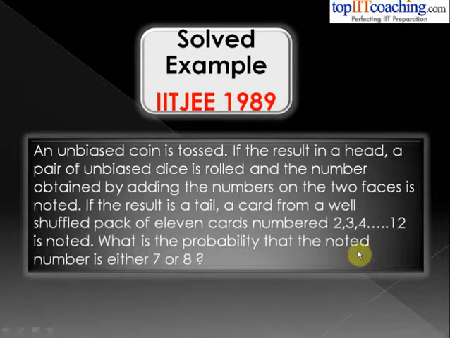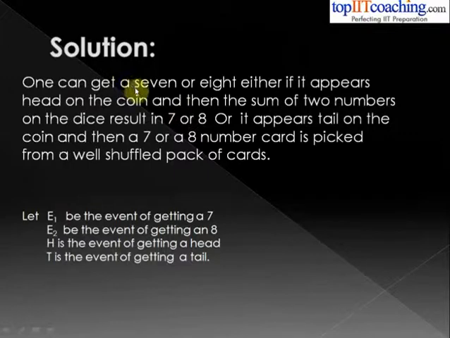So one can get a 7 or 8 either if a head appears on the coin and then the sum of the two numbers on the dice results in 7 or 8, or a tail appears on the coin and then a 7 or 8 number card is picked from a well shuffled pack of cards. So we can have two possibilities. Either a head appears and then the sum of the two numbers on the dice results in 7 or 8, or a tail appears on tossing the coin and then a card is drawn which could be a 7 or 8 number card.